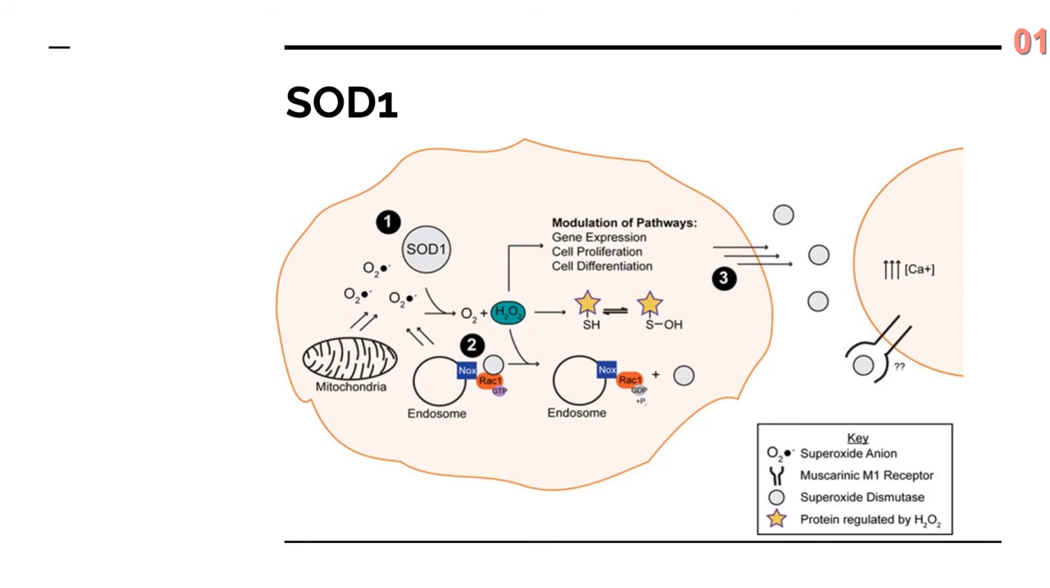At number 1, SOD1 is converting the toxic superoxide anion into oxygen and hydrogen peroxide. At number 2, SOD1 binds with the RAC1 and the hydrogen peroxide produced earlier comes and promotes dissociation of SOD1 from RAC1. At number 3, SOD1 is secreted, and the presence of SOD1 leads to an increase in calcium, which is important in the signaling process between neurons.